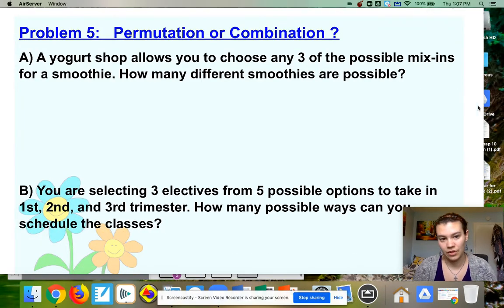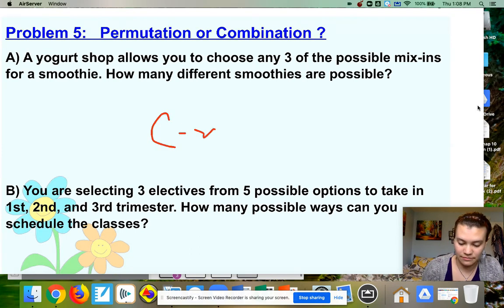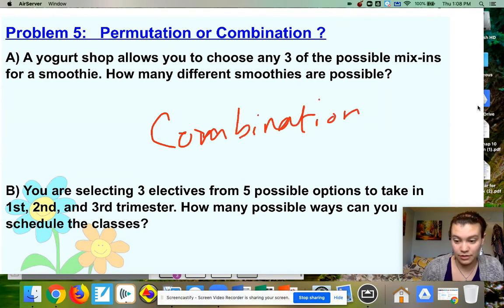Okay, so a couple more examples here. Are we a permutation or a combination? So a yogurt shop allows you to pick any 3 mix-ins for a smoothie. How many different smoothies could you get? This one is going to be a combination because it doesn't matter if you picked strawberries before you picked chocolate sauce. It's still all going to end up in your smoothie.